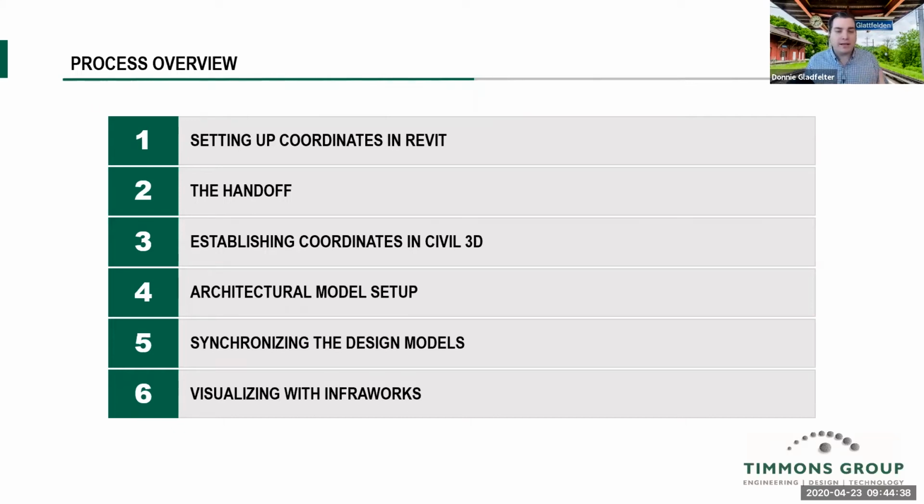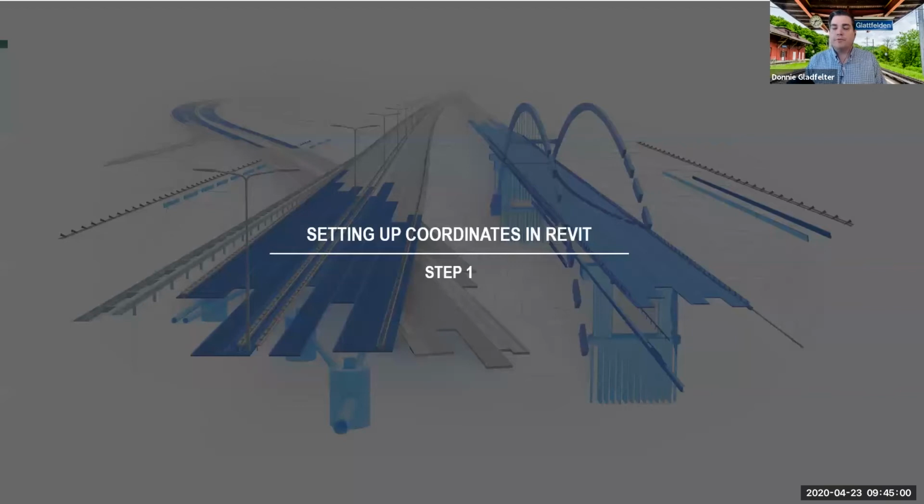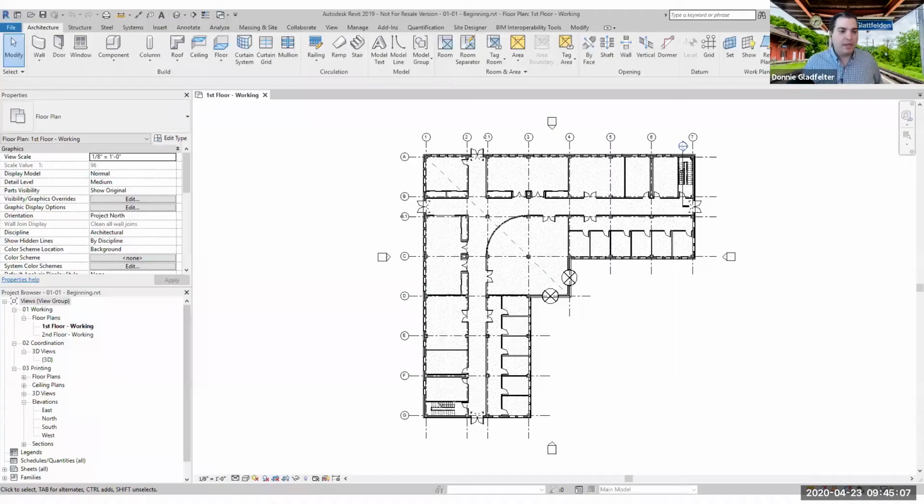And once all of that is done, we have a fully reconciled model where we can exchange information wherever I want, be it from Civil 3D to Revit or Revit to Civil 3D, or even to a tool like InfraWorks. So this is what we're going to take a look at inside of today's presentation. First things first, let's take a look at setting up things inside of Revit. In this case, this is a basic Revit model that we have set up.